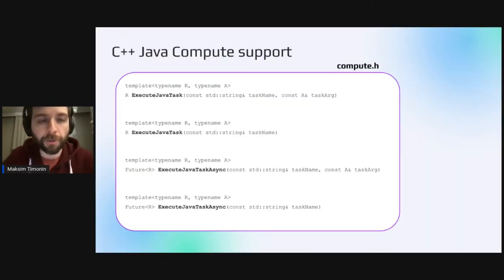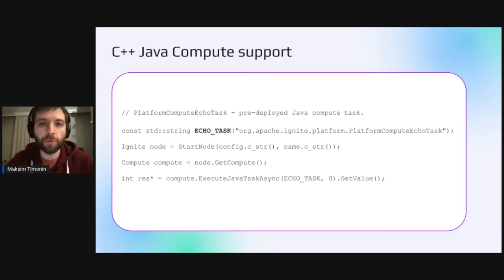So let's go further and talk about changes in C++. The first one is that C++ now enables you to start Java compute tasks remotely. There is a new compute header file that contains four methods that help you to execute tasks in a blocking or async way, with or without optional arguments. The usage is very simple. For example, you have a pre-deployed compute task, for example an echo task that matches the class platform compute echo task. In C++ code, you just get a node, get the compute object from it, and execute this task remotely, specifying the name and optional arguments. It's pretty simple and useful.